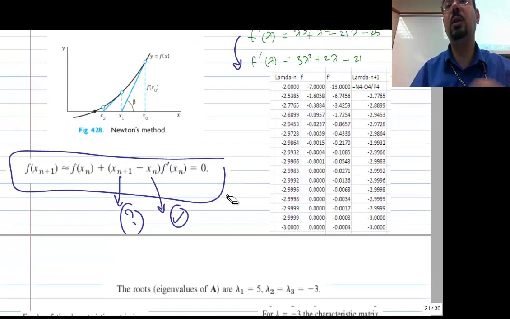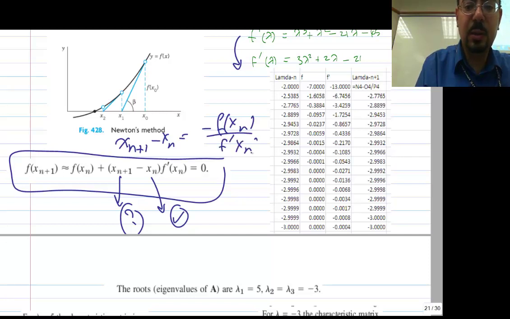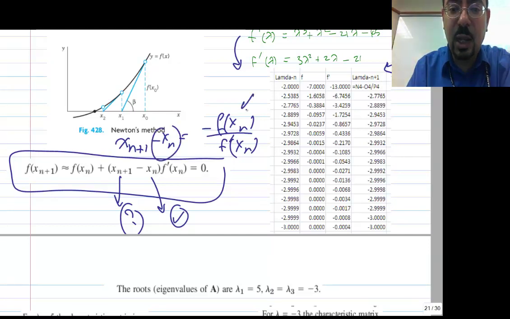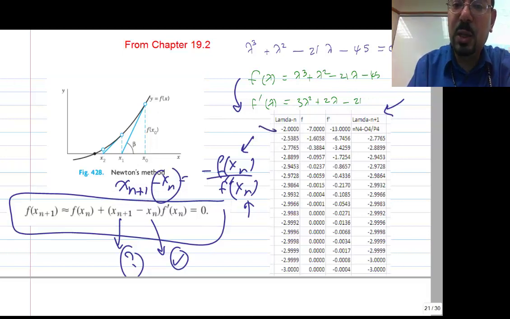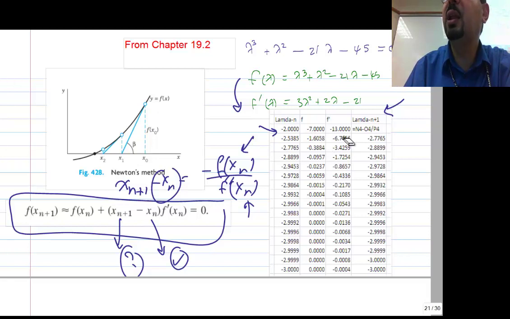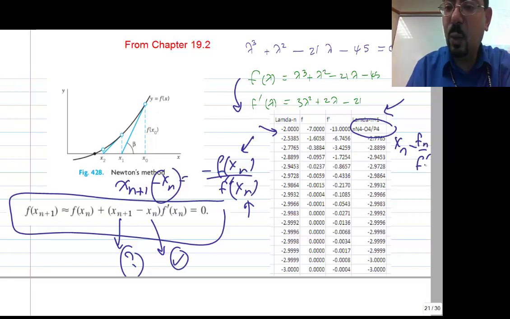Right? So we can write the formula. For you it's basically simply x n plus 1 minus x n is equal to minus f of x n divided by f prime of x n. Right? That's what's plotted over here. So for any initial guess x n, you calculate f of x and you calculate f prime of x n. That's the f and that's the f prime. So see, you start here with minus 2, you calculate the f and you calculate the f prime. And this formula over here is simply x n minus f over f prime, again, f n over f prime n.